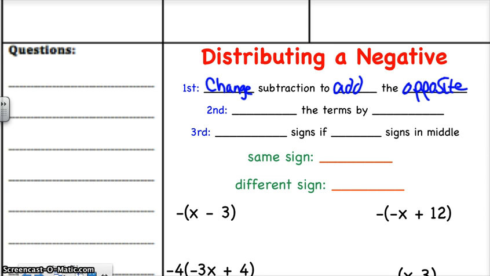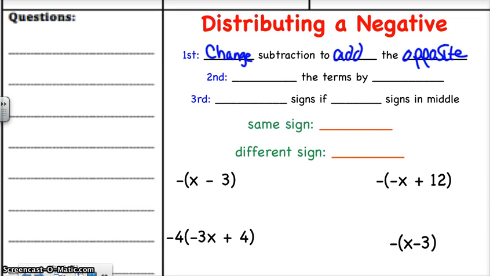Plus the opposite. I like to say plus a negative, but I want to remind you that it really is the opposite. You're adding the opposite when you change it. Second, we multiply the terms by the outside number. Okay? Multiply the terms by the outside number.